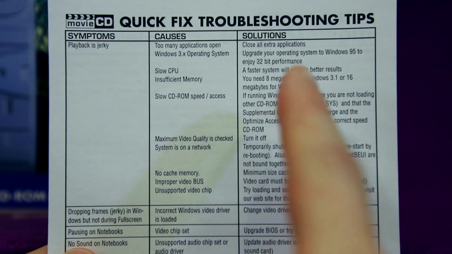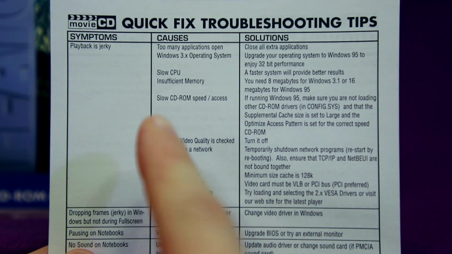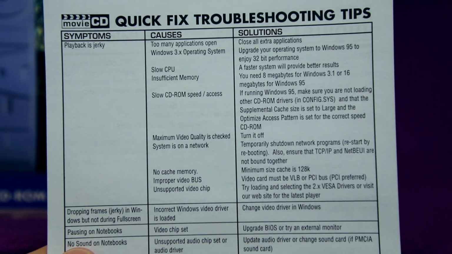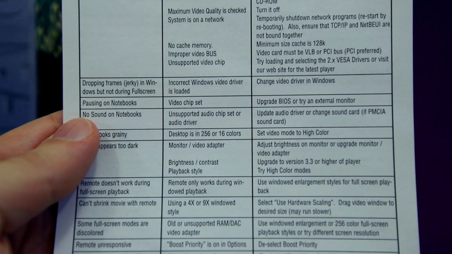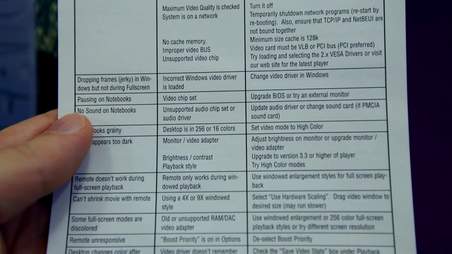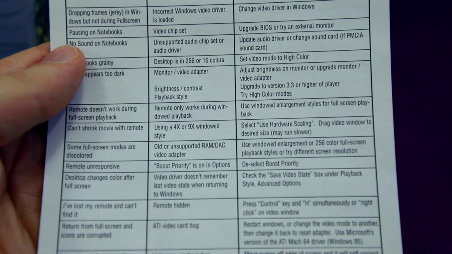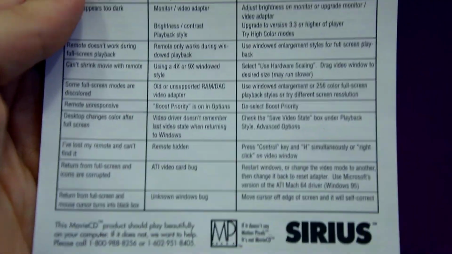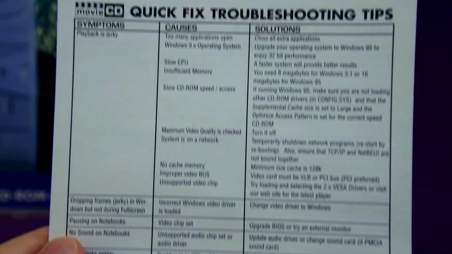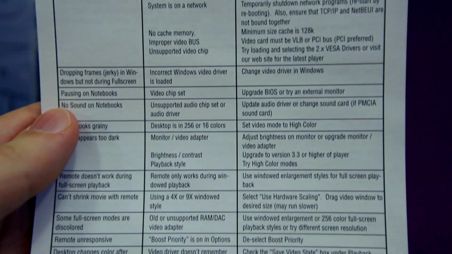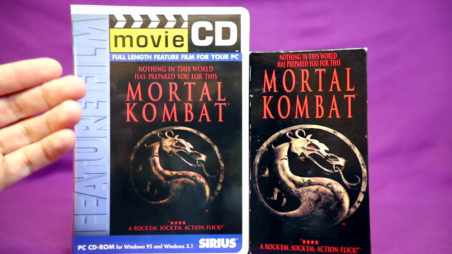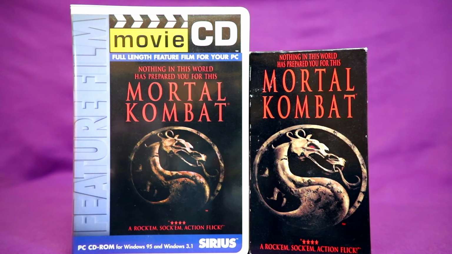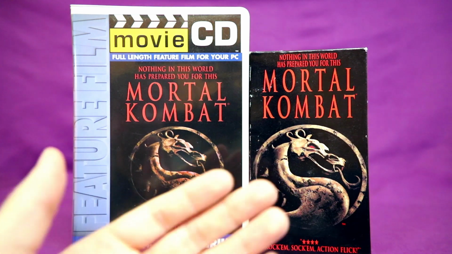We also have some troubleshooting tips on here, like, if the playback's jerky, basically all these come down to is, close everything else. Or maybe you've got the wrong driver loaded, or a bunch of hardware issues, which you're not going to have any of these issues if you just popped a VHS in a VCR. And really, that's the main issue with MovieCD as a format. It's less convenient, and also it's worse quality than VHS.